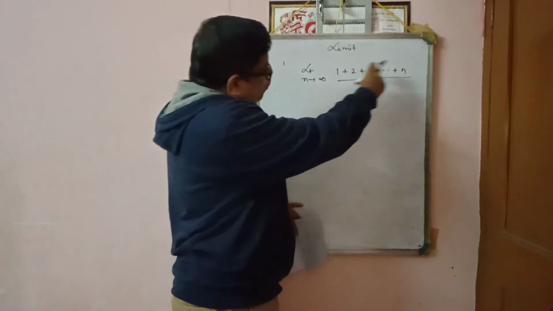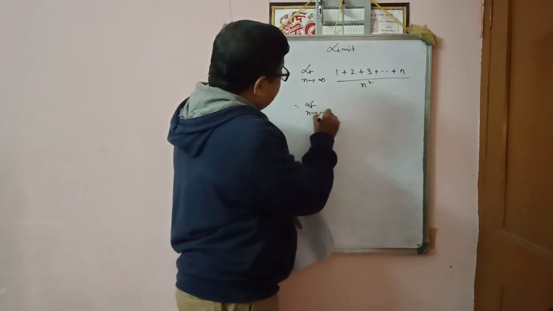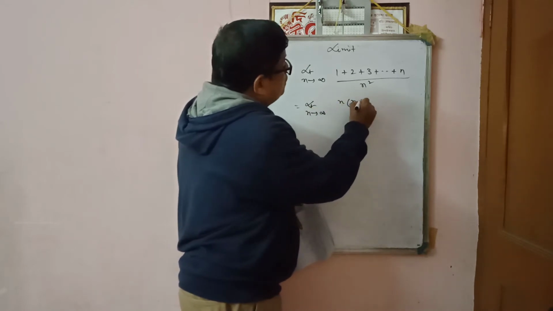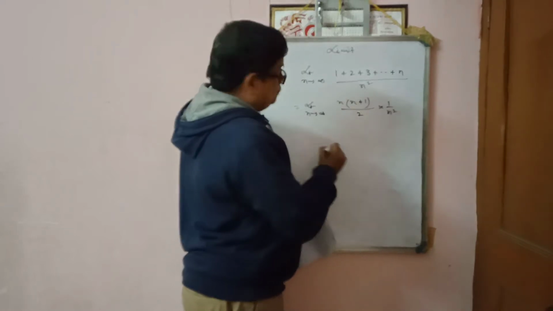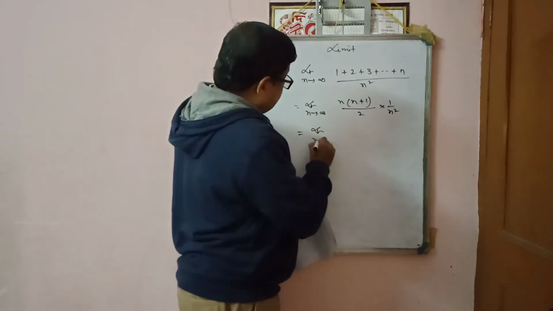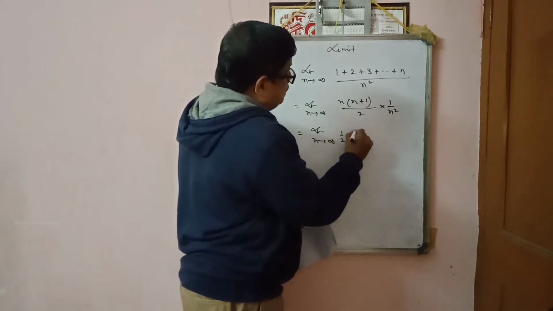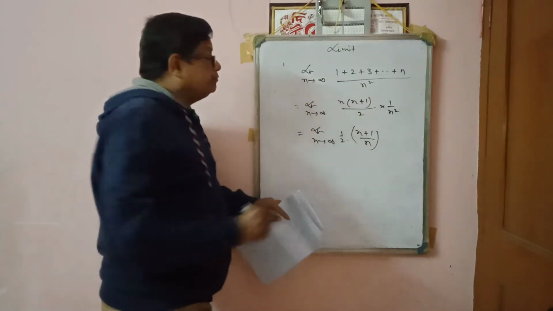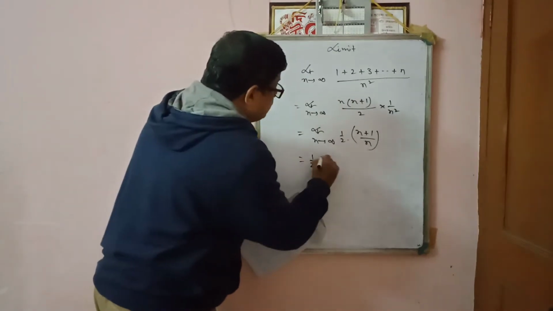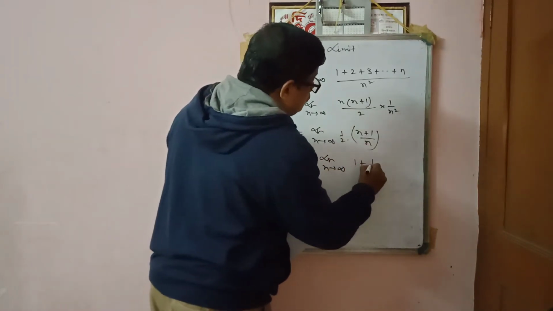So all of you know this one, 1, 2, 3 up to n. Limit n tends to infinity, n into n plus 1 by 2, n square into 1 by n square, no? So limit n tends to infinity, 1 cancel, so half, n plus 1 by n. Okay, so half you take outside, limit n tends to infinity, 1 plus 1 by n.